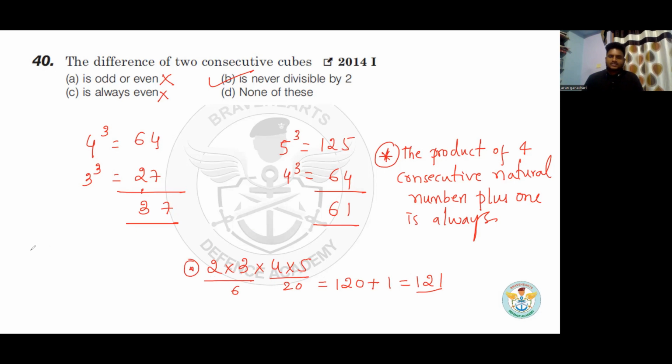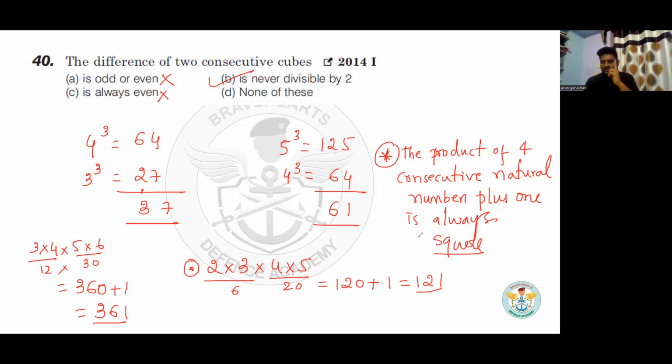Try another example. Let us take 3 4 5 6. 5 6 is 30. 3 4 is 12. 12 into 30 is 360. Now I have to add 1 to it. What will be my number? My number will be 361. Getting this? So this is also a square. So this question, the product of 4 consecutive natural numbers plus 1, was asked 3 times still.